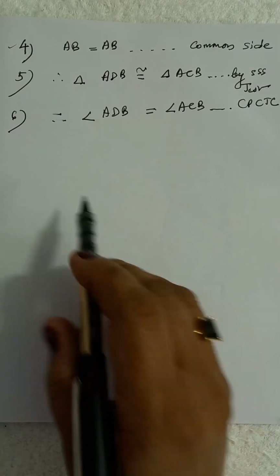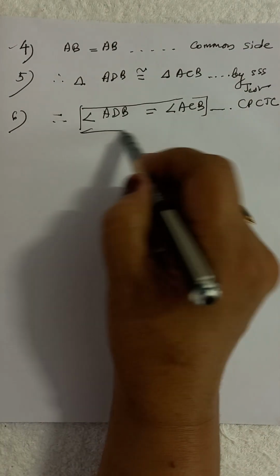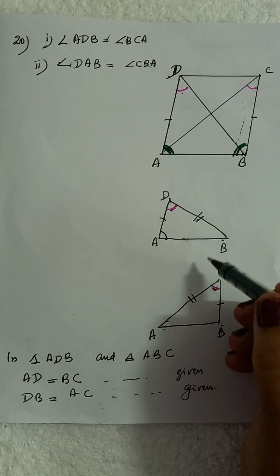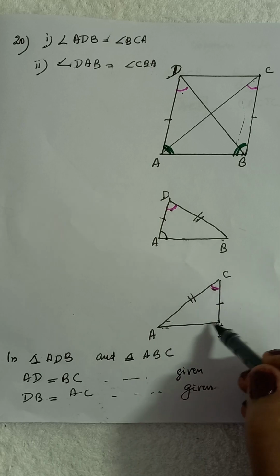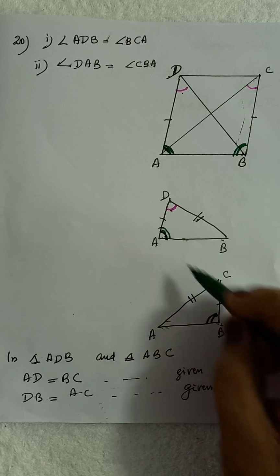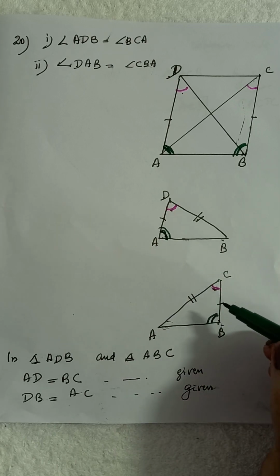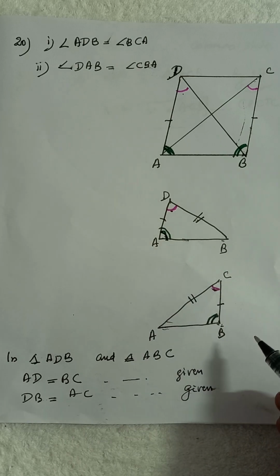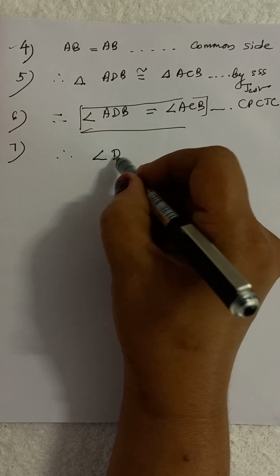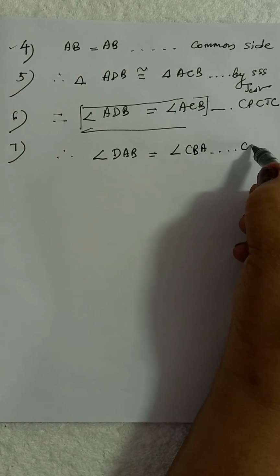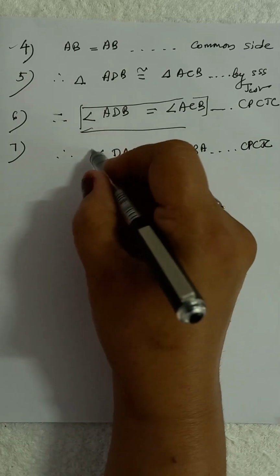That's the first part of the question we have proved. Now the second part of the question, angle DAB is equal to angle CBA, this angle. As these two triangles are congruent, these two angles are equal, that is corresponding angles are also congruent. So we can write angle DAB as equal to angle CBA. Therefore angle DAB is equal to angle CBA. There also the reason is CPCTC. So we have proved the second part of the question.